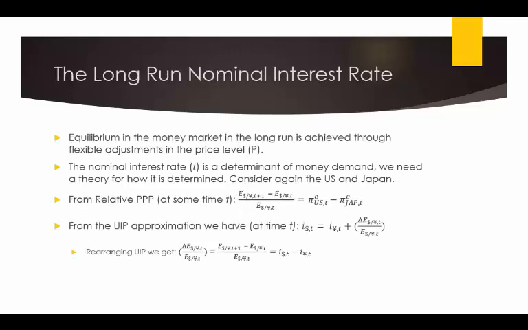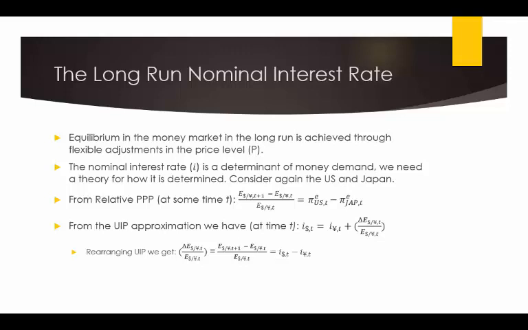The refinement of the demand for money and the equilibrium condition in the money market, as we alluded to already, means that the nominal interest rate in the long run needs to be understood in terms of how it is determined, since, unlike money supply and national income, its level is not exogenous per se. So let's proceed by first starting with relative PPP. The expression says the expected depreciation in the exchange rate is equal to the inflation differential across the two countries.